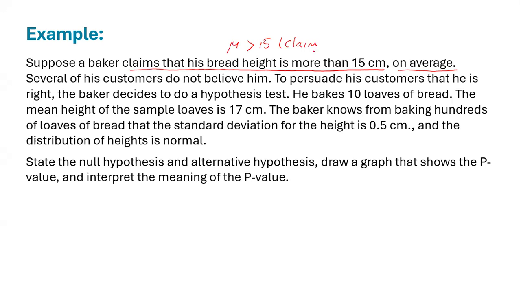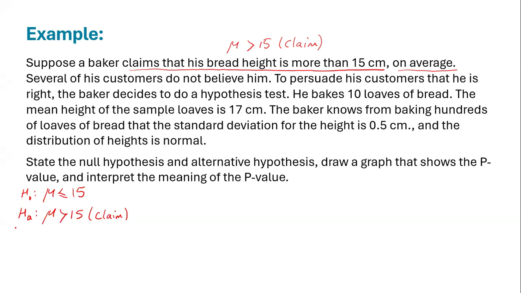Now, when you want to write the null and alternative hypothesis, you need to know where the claim goes. Do you put the claim in the null or alternative? Since there is no equal sign, I put it for the alternative. And if the alternative is greater than, null is less than or equal to. Now, I wrote the null and alternative hypothesis.